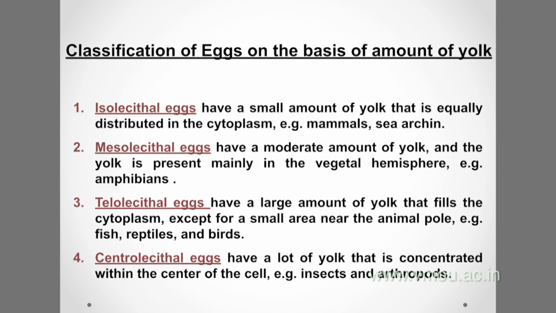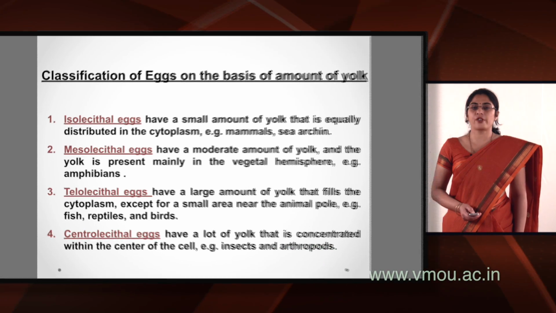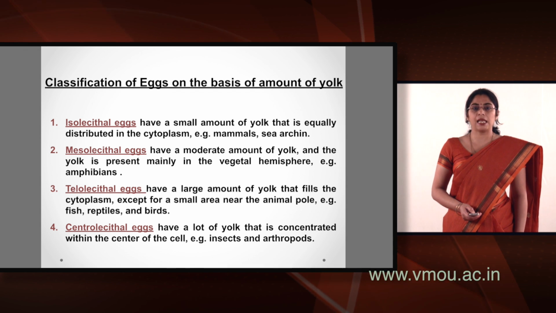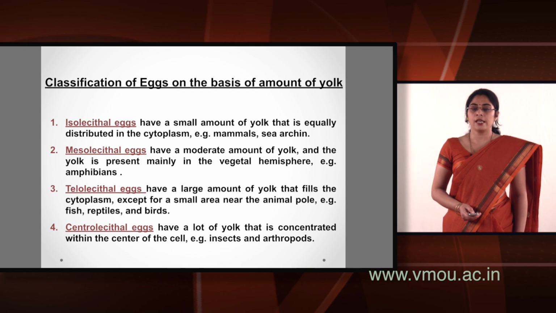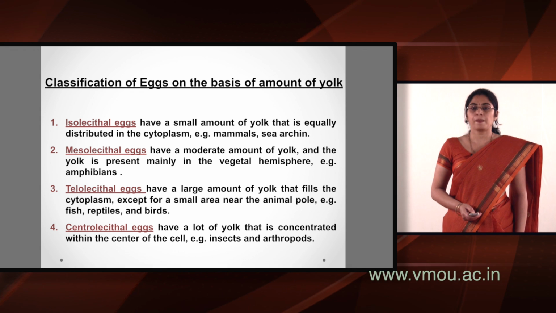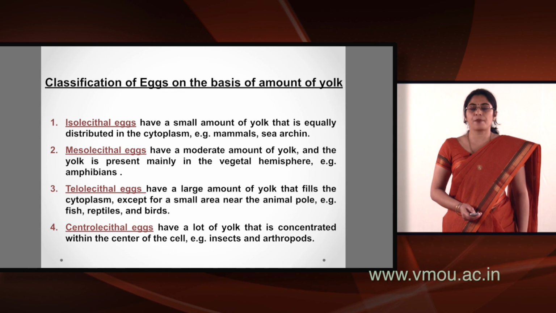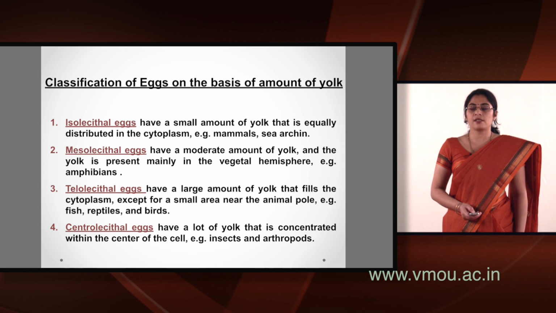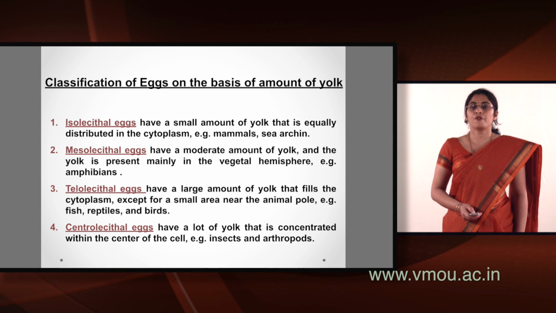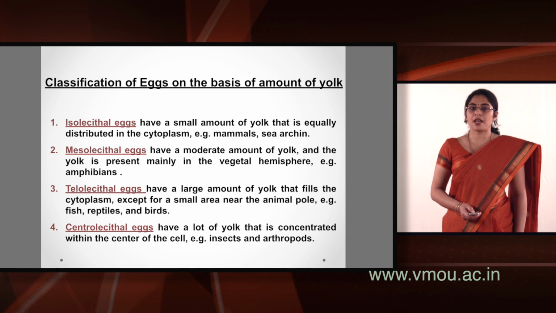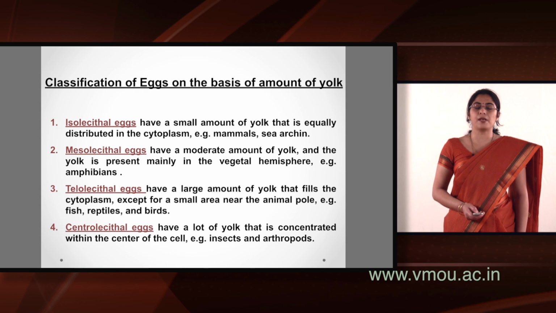Second, mesolecithal eggs. They have a moderate amount of yolk, and the yolk is present mainly in the vegetal hemisphere. Examples, amphibians. Third, telolecithal eggs have a large amount of yolk that fills the cytoplasm except for a small area near the animal pole. Examples are fishes, reptiles and birds.